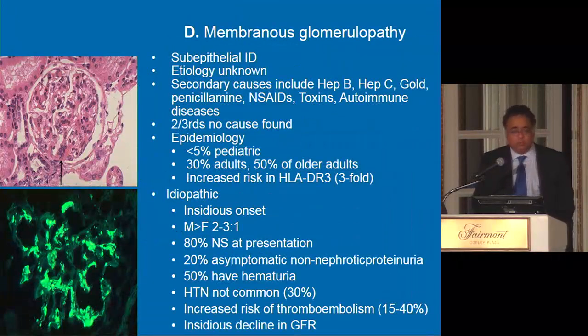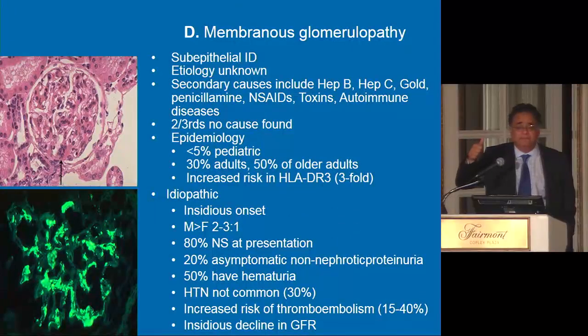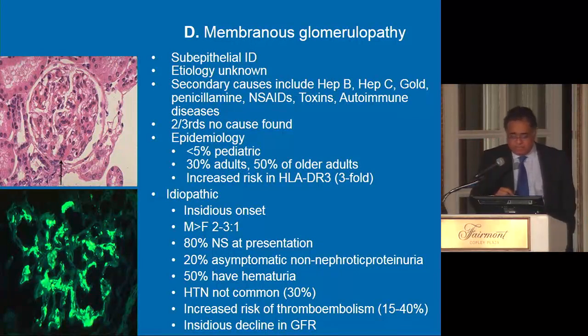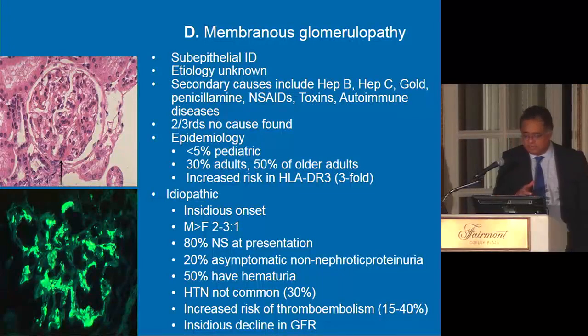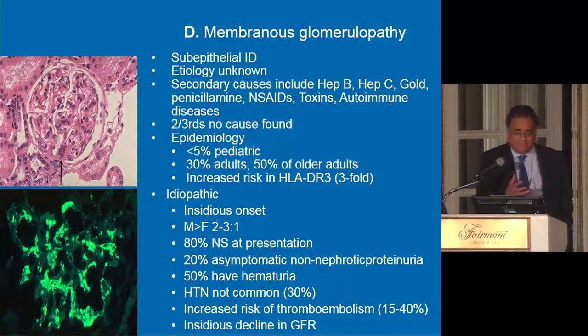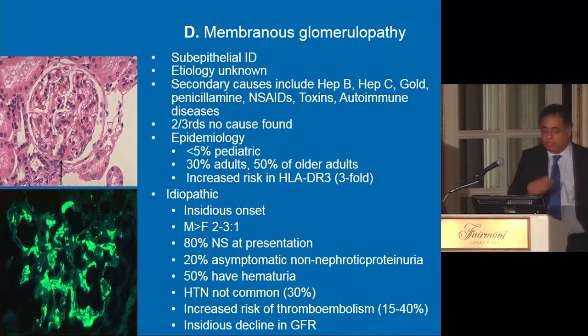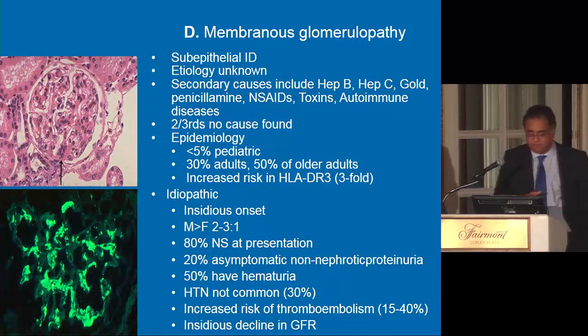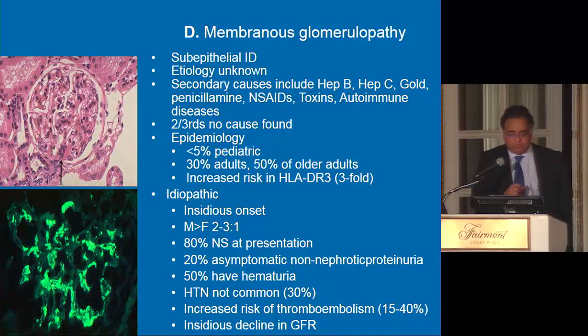And this is membranous. And a quick card on membranous: subepithelial immune deposition. Etiology unknown, although I'll tell you a little bit about what's known, which of course you've heard from people already. There are secondary causes, a whole boatload of them, but the common ones are hepatitis B and C, gold, penicillamine, non-steroidals, toxins of various types, and autoimmune diseases. In two-thirds, the causes are not known.